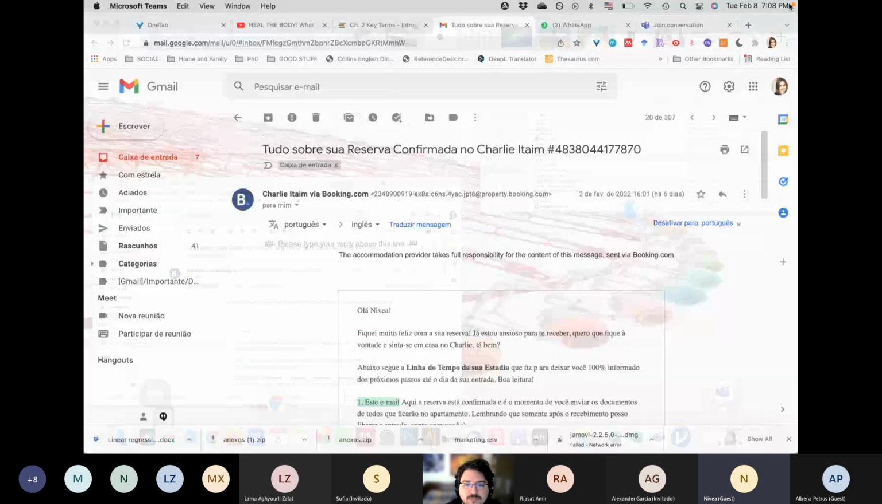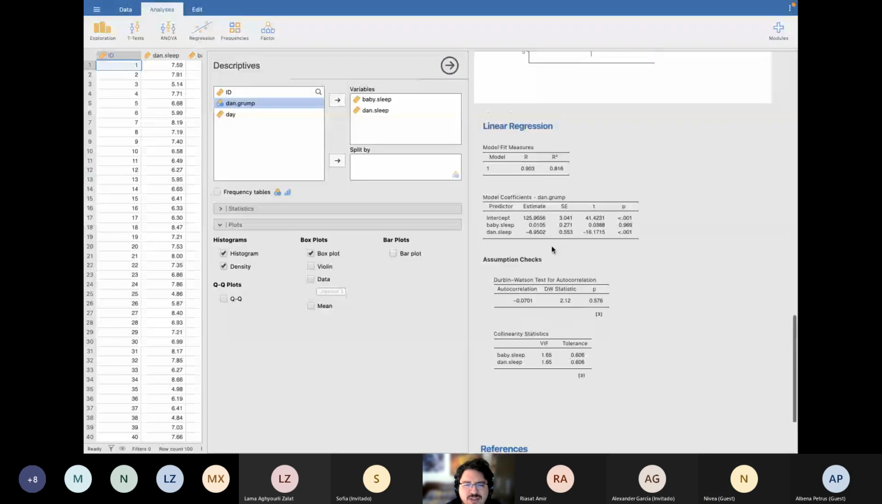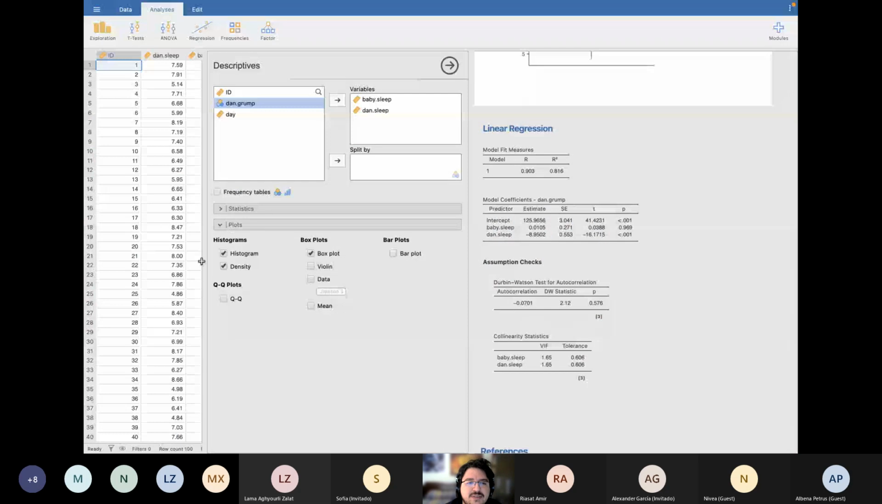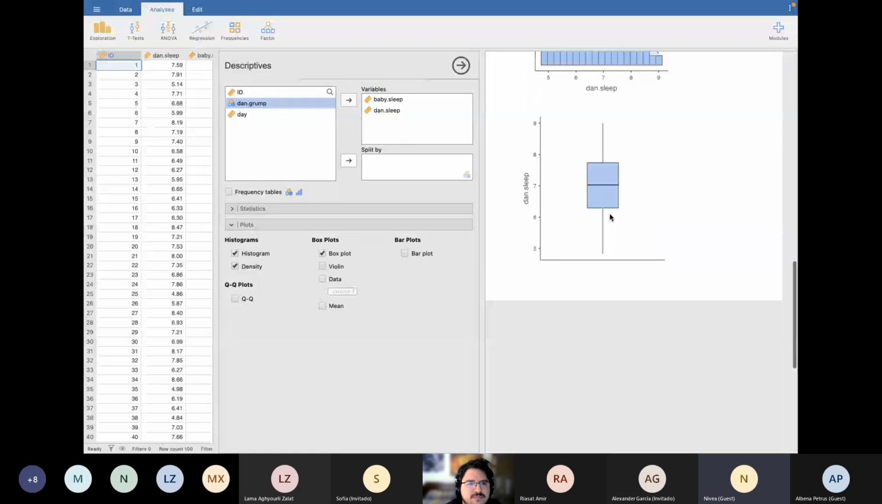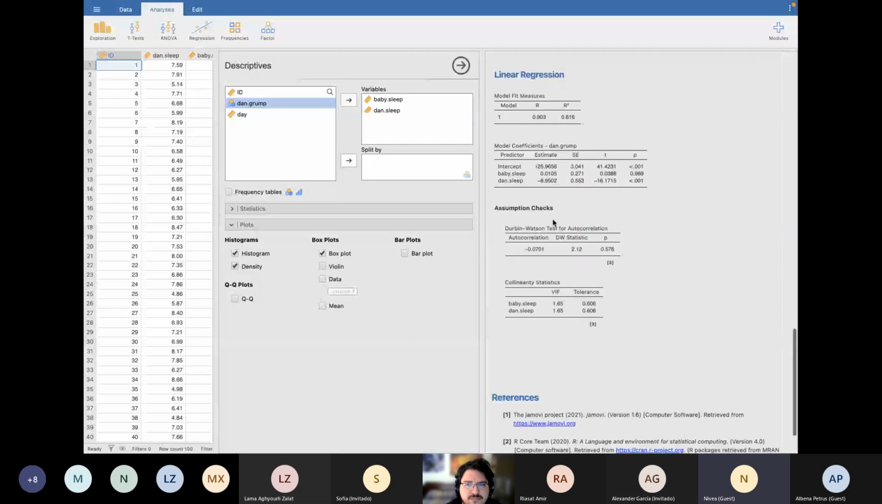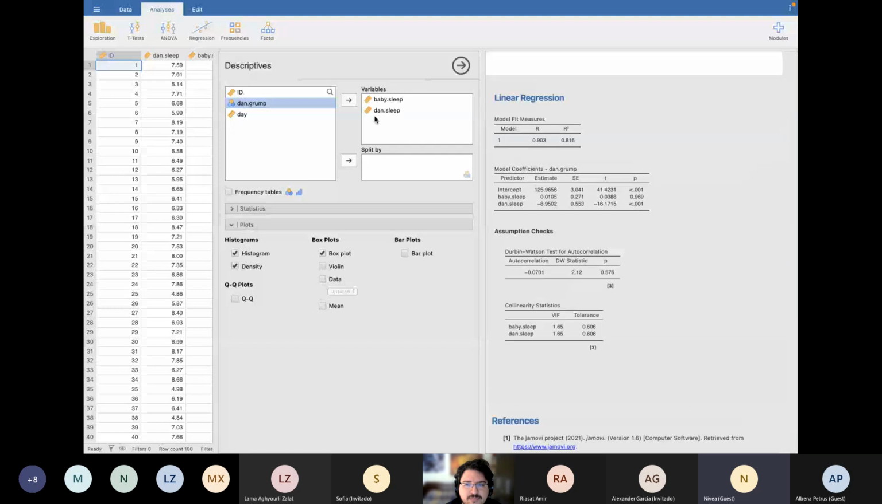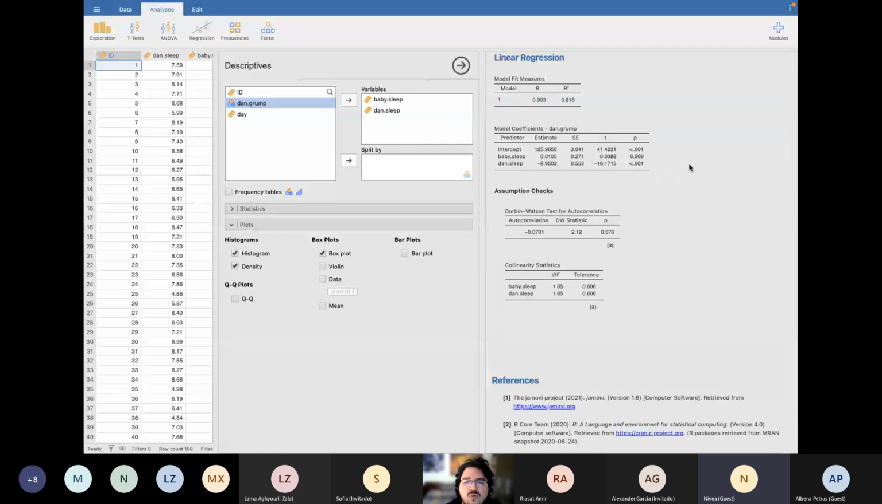Can you see my screen? Yes. Okay. So yeah, I was just plotting, and I see the intercept, and the p-value here. So with these variables, I got these results for the linear regression.